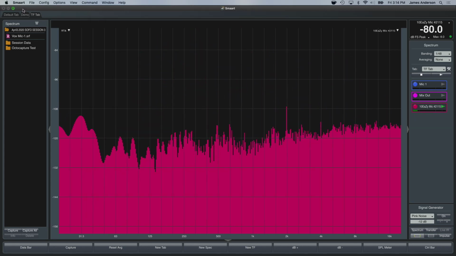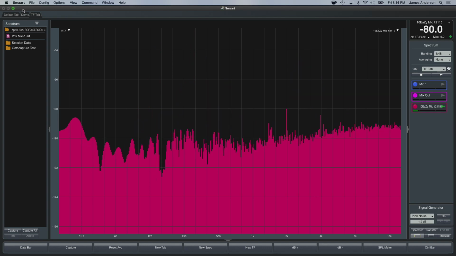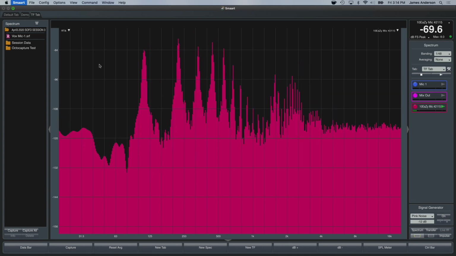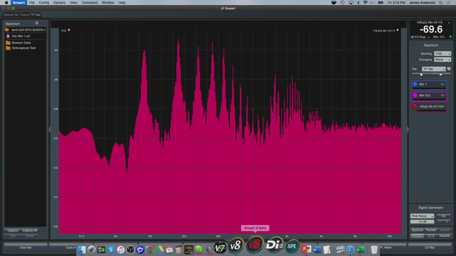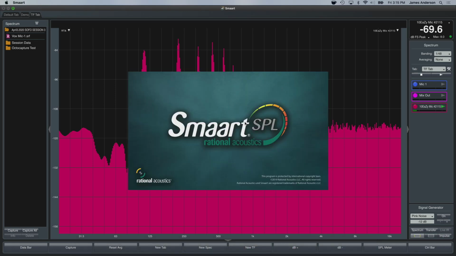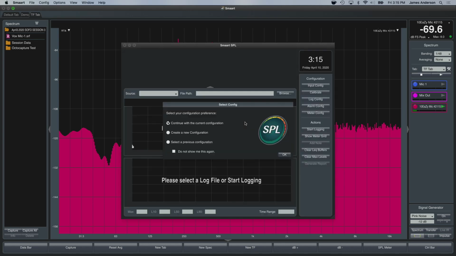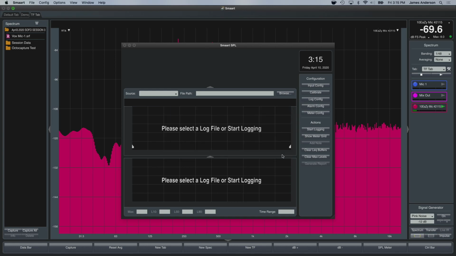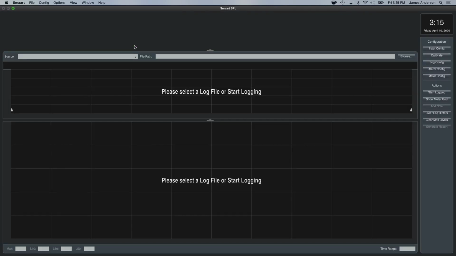So let's get out of version 8, and I'm going to open up Smaart SPL, and we'll just take a look at how that program differs from version 8. So remember, the functionality in 8 for SPL and the functionality in Smaart SPL is the same functionality. It's just that the SPL program is a customized interface for the SPL measurements.